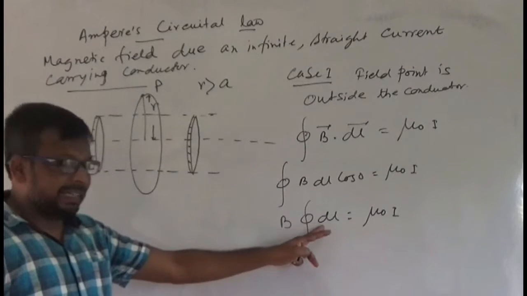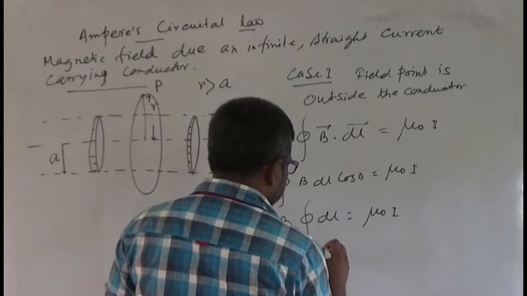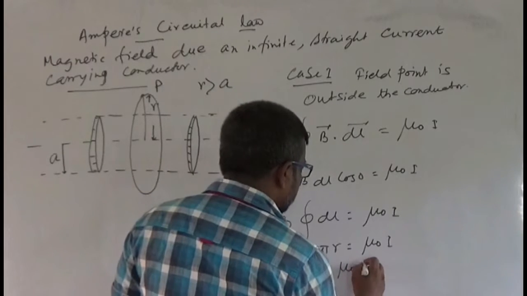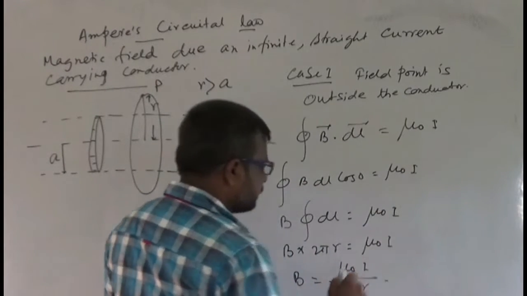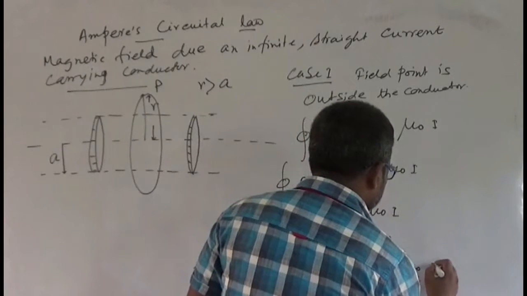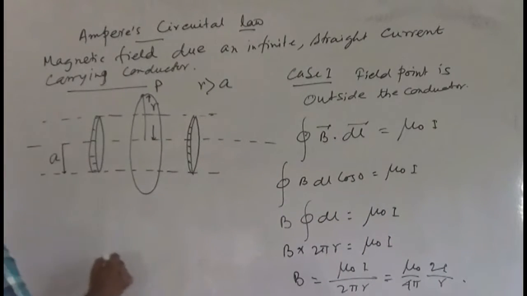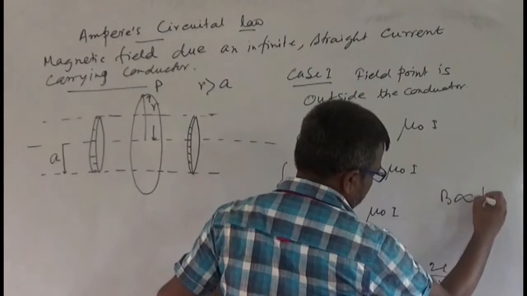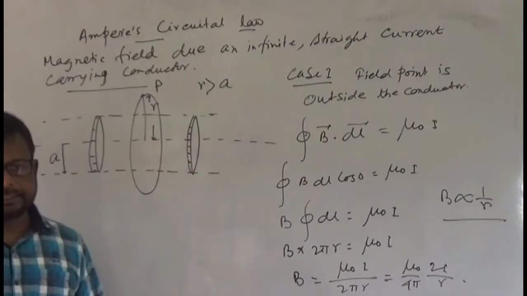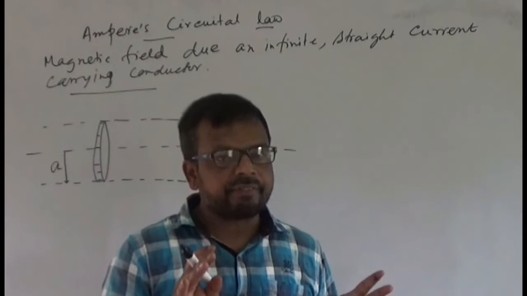Therefore, B times the closed integral of dl is equal to mu naught I. Now, the closed integral of dl is the total length of the path, which is 2 pi r. Therefore, B into 2 pi r is equal to mu naught I, so B is equal to mu naught I by 2 pi r, or mu naught by 4 pi times 2I by r. Now see here, B is proportional to 1 by r. As the distance from the conductor increases, the magnetic field will decrease.